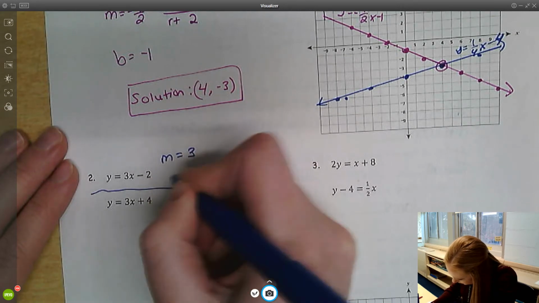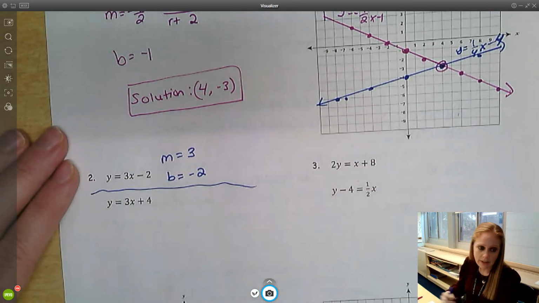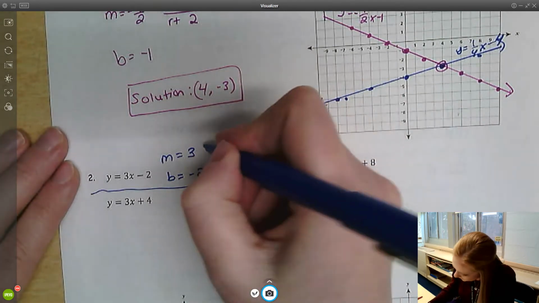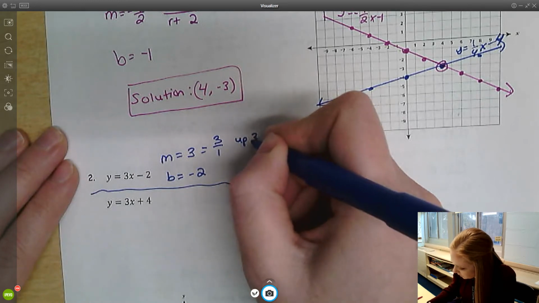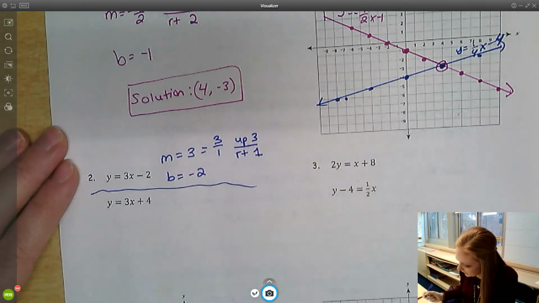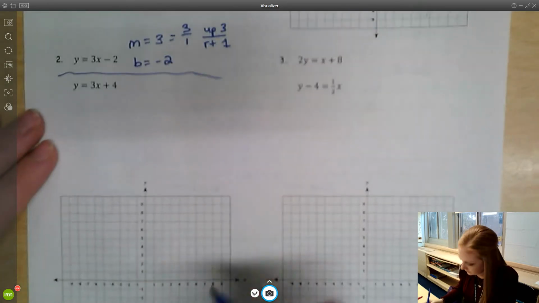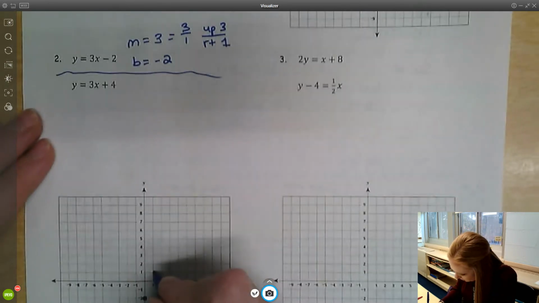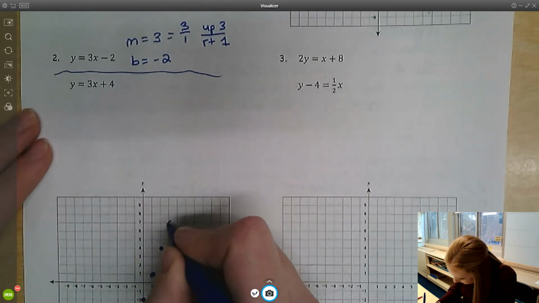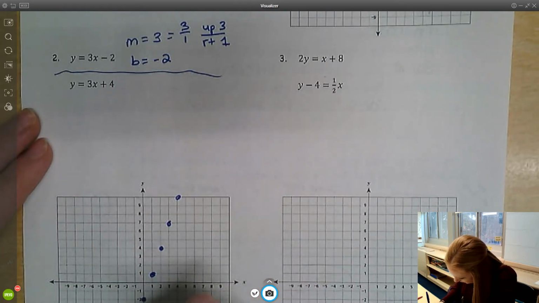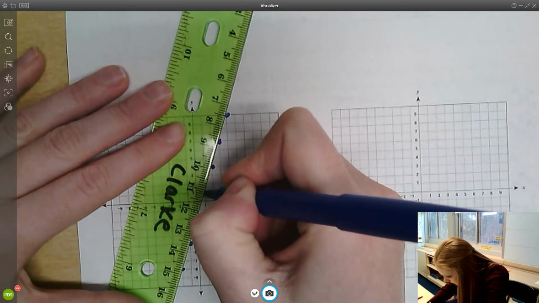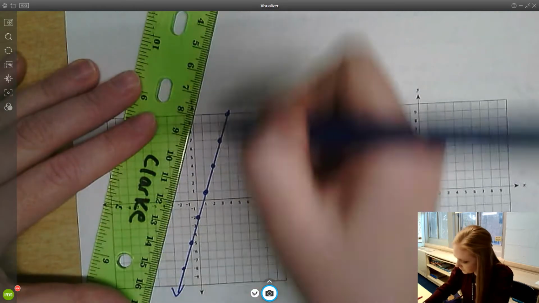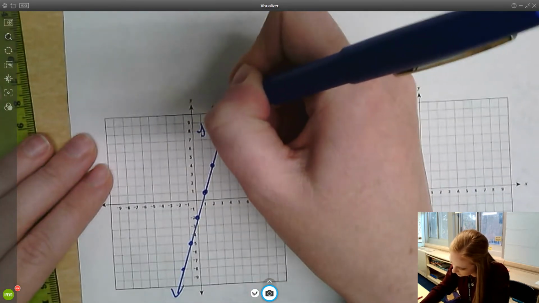Next one. Our slope is 3, and our y-intercept is -2, right? mx plus b. We need to look at our slope as a fraction so we can figure out how to move. So 3/1 tells us we're going to go up 3, right 1, and we're going to begin at -2. Begin at -2, up 3, right 1. Down 3, left 1. Label it off to the side.